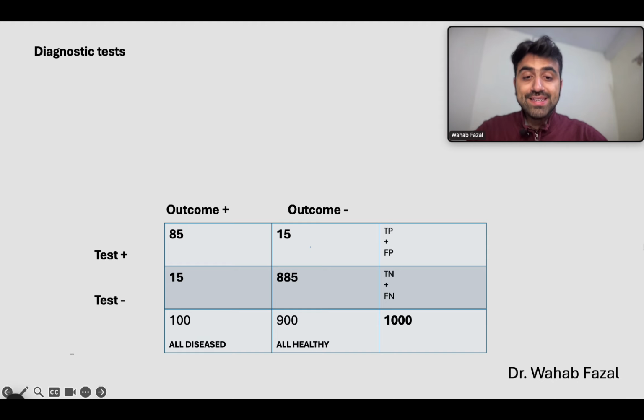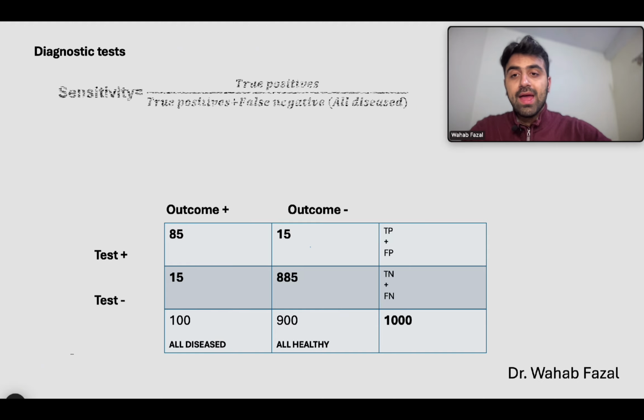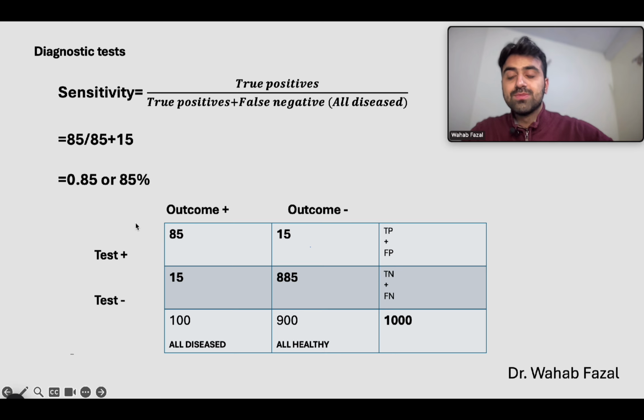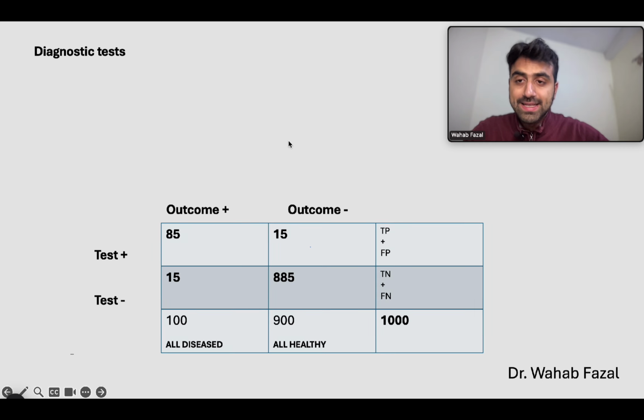So let's put things into the sensitivity formula. The sensitivity formula is true positives over true positives plus false negatives, or just all the diseased people. Basically outcome positive, all of the diseased, 100 people, so the denominator will be 100. What are our true positives? These are 85. So 85 over 85 plus 15, or just put in 100. So this comes up to be 85%. TP over TP plus FN. A lot of people remember it like this.